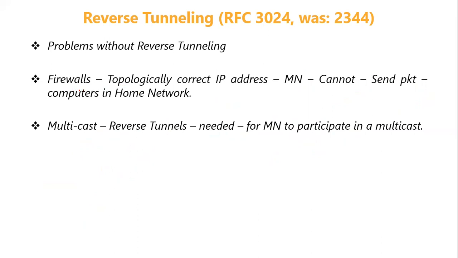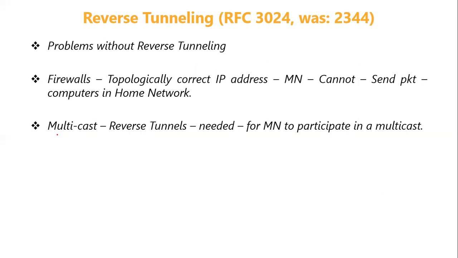The second reason is, say the mobile node wants to multicast the packet. Multicast means it wants to send the packet to a group of users in the home network. But currently the mobile node is in the foreign network. Sitting in the foreign network, the mobile node wants to multicast the packet to a few nodes in the home network. But that is not possible. By being in the foreign network, the mobile node cannot multicast the packet in the home network without using a reverse tunnel.